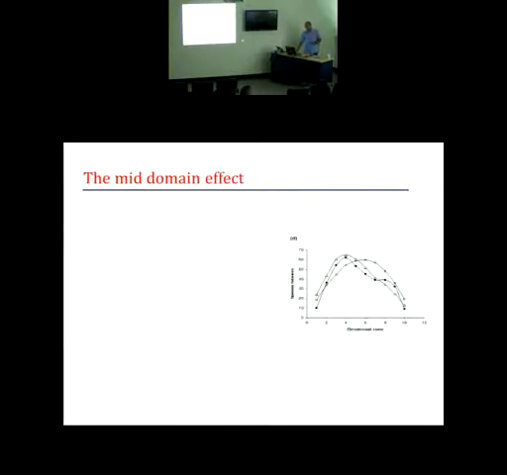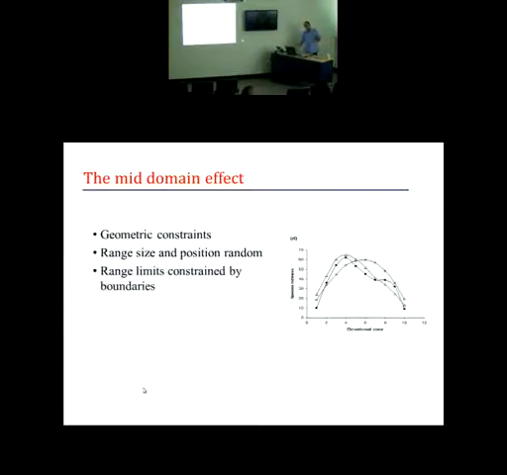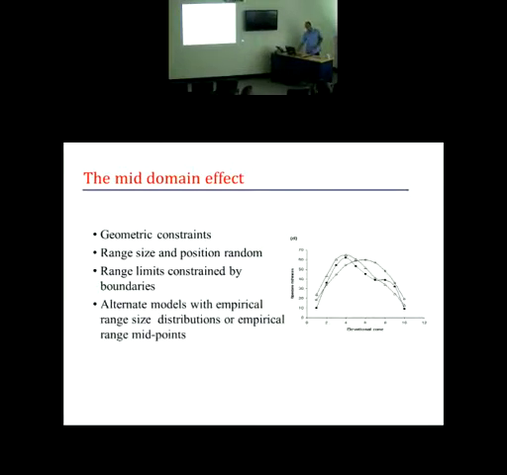This, in turn, led to a hypothesis about how geographical range itself might influence species richness. In the 90s, Robert Colwell came up with what he called the geometric constraints model, where he said that if you take a domain and throw in a bunch of species randomly, with randomized range sizes and range positions, and the range limits were constrained by these boundaries, you would end up with a hump-shaped pattern in richness without invoking any environmental factors.